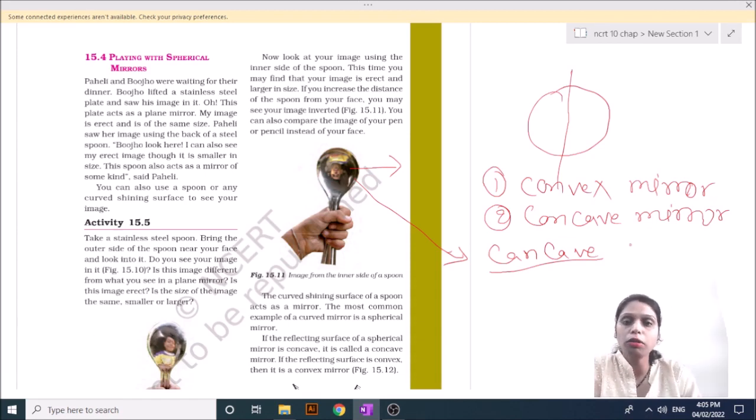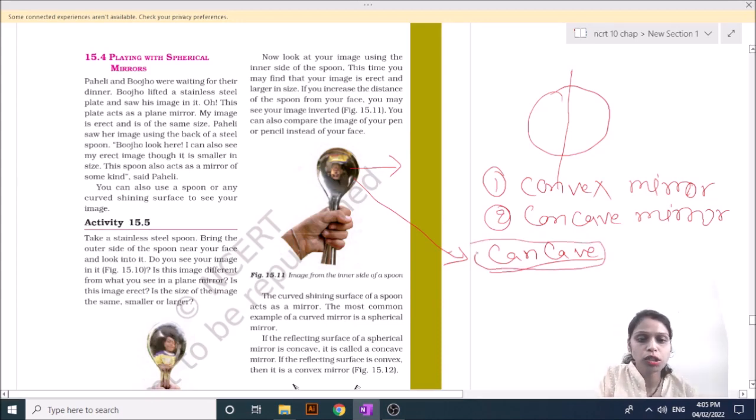When you bring the concave mirror near objects, the image is enlarged and erect. Whereas in a convex mirror, it is opposite. When you bring the convex mirror in front of objects, the image is small and erect. That's why doctors usually use concave mirrors. What do doctors use concave mirrors for? For observing eyes, teeth, and so on.